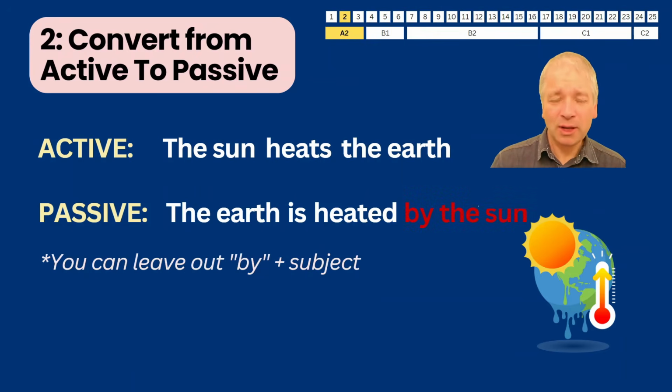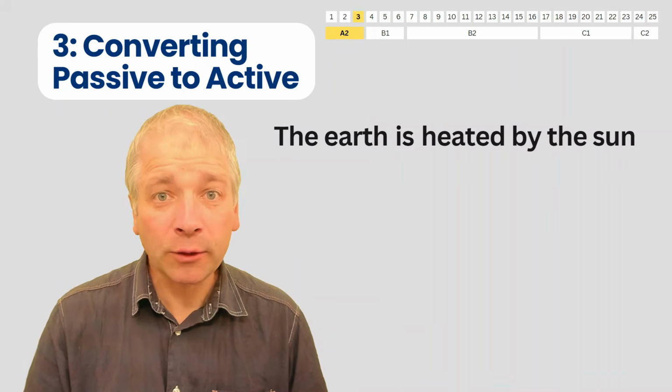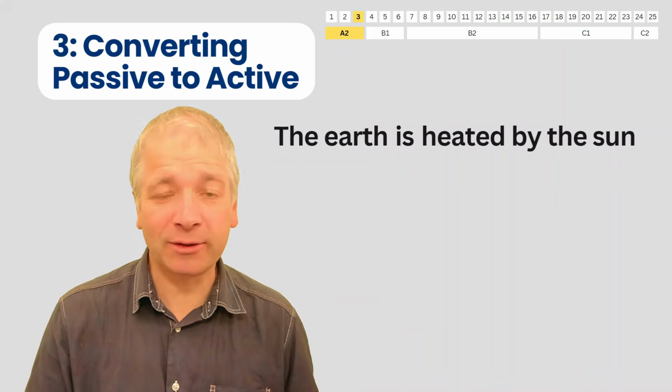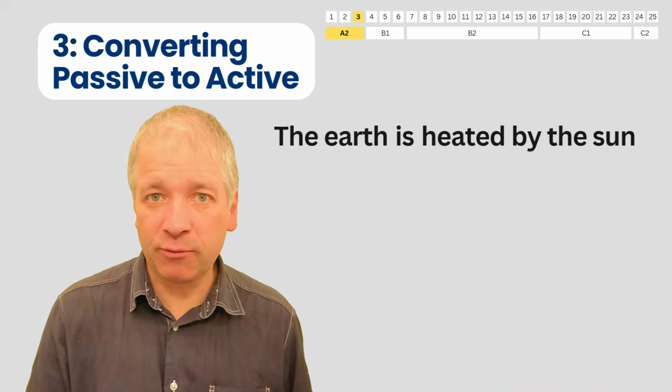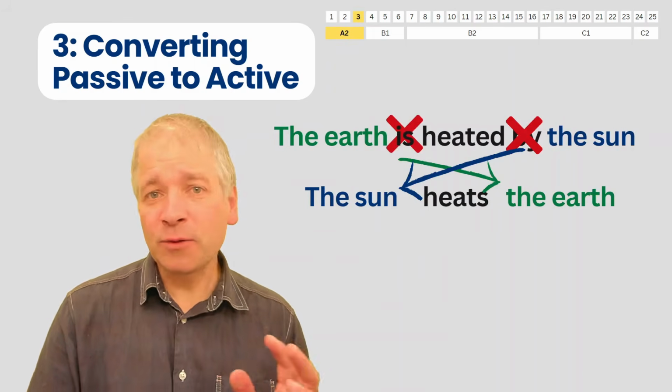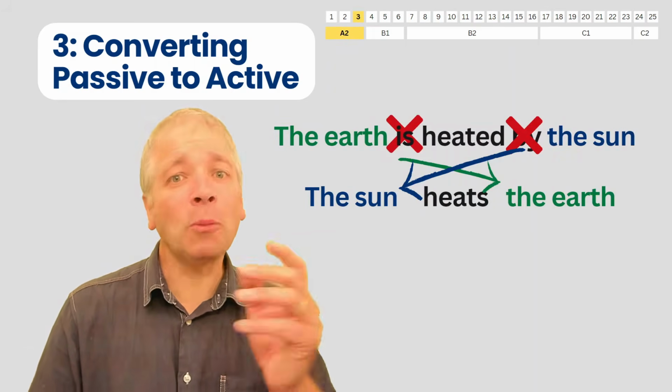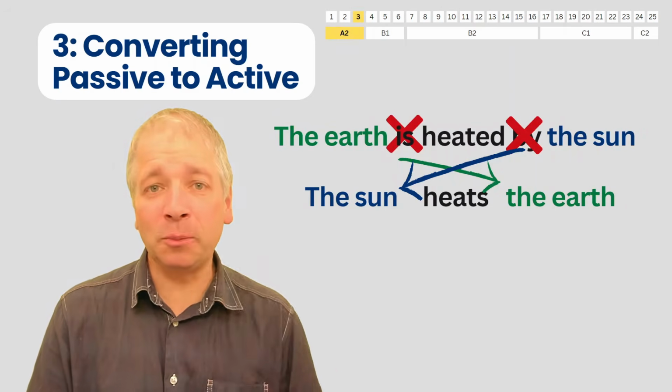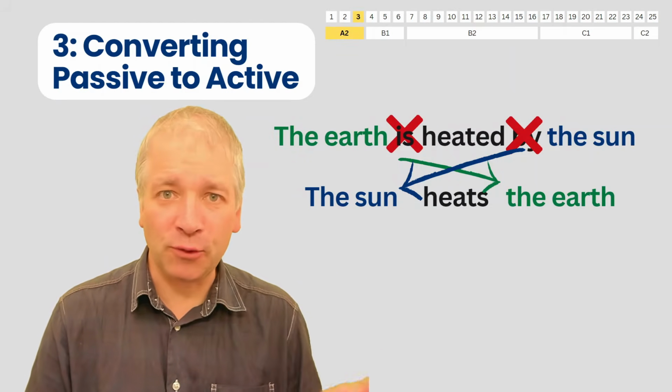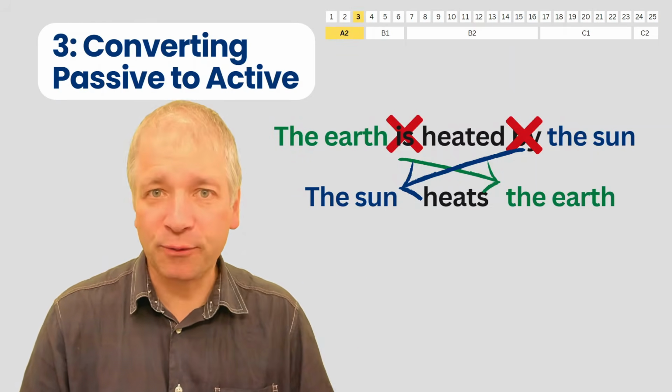An extra note is that you can actually remove the subject with by completely and just have the object followed by the verb. You can convert the passive back to the active by following these steps in reverse. Simply move the subject back to the beginning, move the object to the end, take away to be and by, and return the verb to its original tense form.